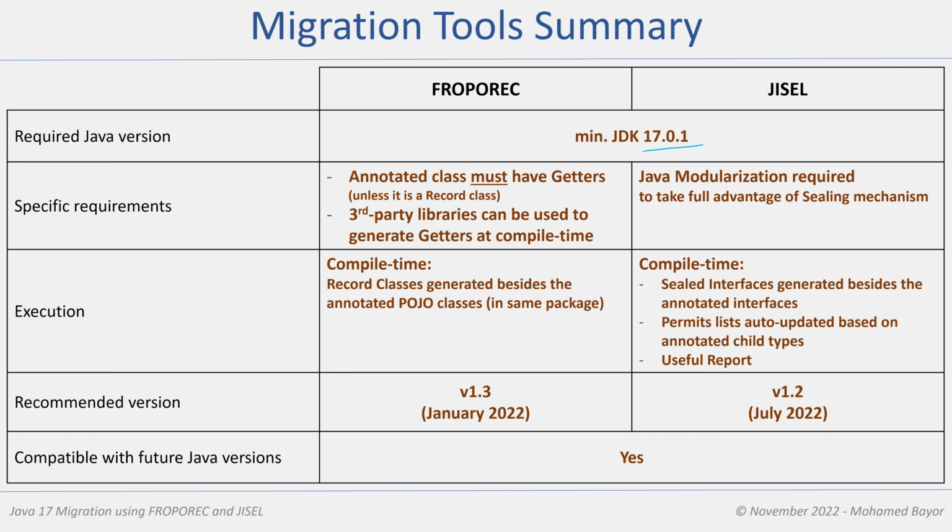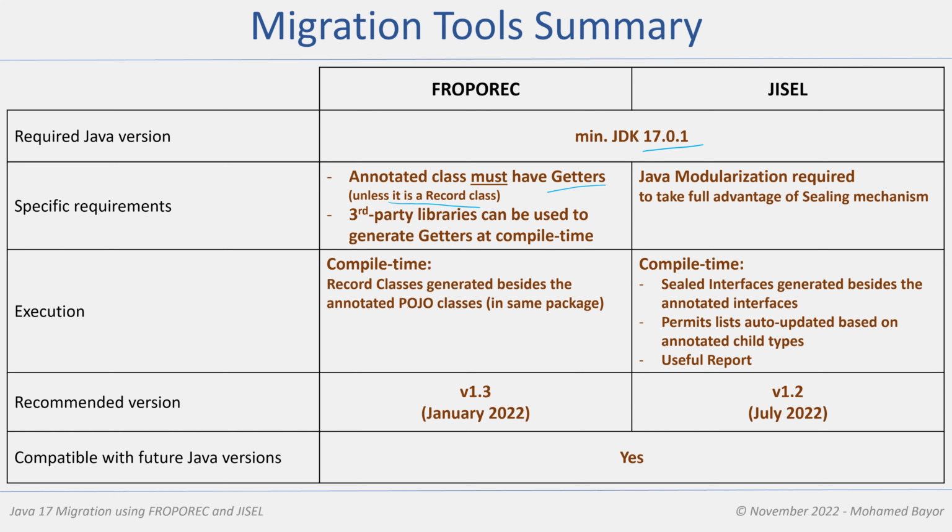When it comes to specific requirements, for Froporec to work as expected, you have to make sure your annotated classes have getters. If a getter method is not found for an attribute of the class, then that attribute will simply be ignored while the source code of the record class is being generated. You will also see that Froporec provides some annotations which can be applied on existing record classes and not only on Pojo classes. In that case, the required getters rule doesn't apply.